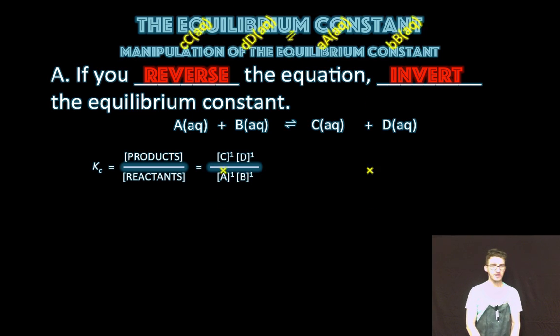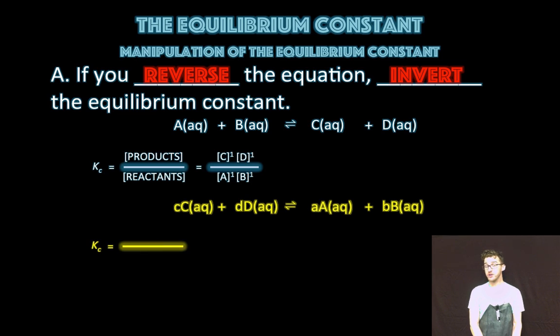Now, if I reverse this equation, recognize that the equilibrium constant is still products over reactants. However, notice now that my products are the concentrations of A and B raised to their stoichiometric coefficients over the concentrations of C and D raised to theirs.